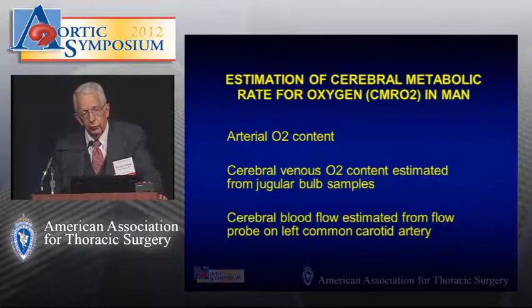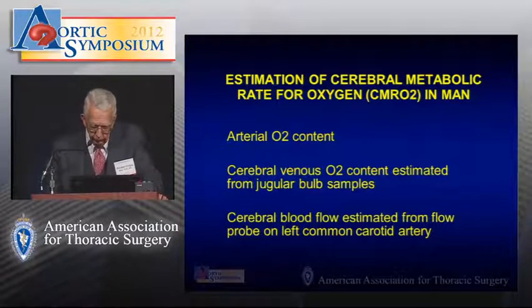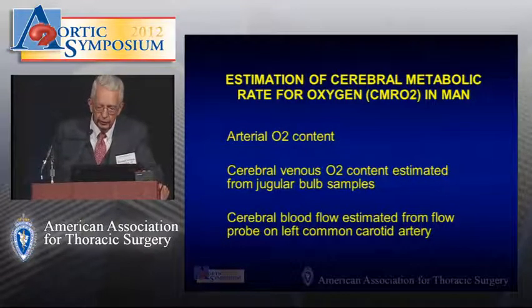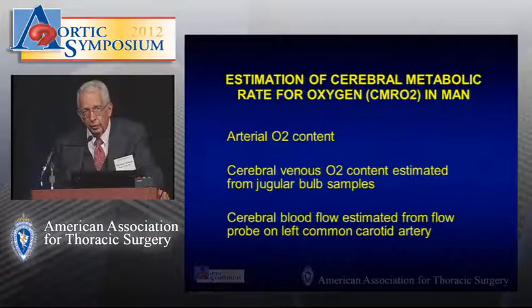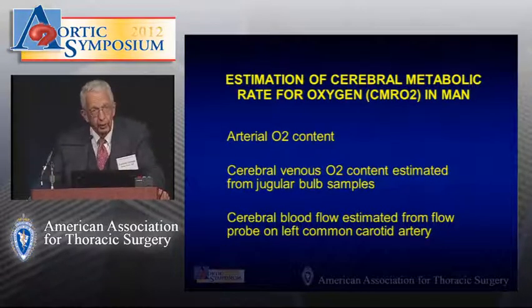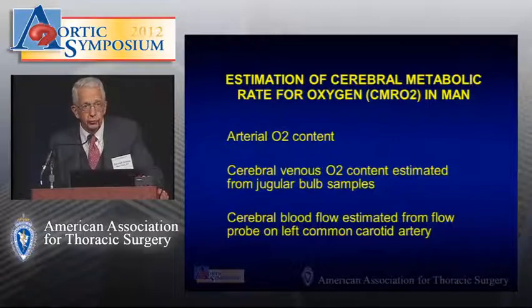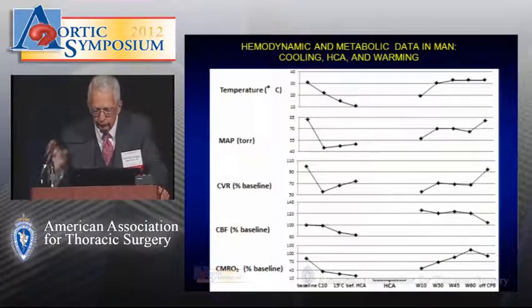Now it's a little more difficult to do this in man, but one can make an approximation. The next couple of slides show that one can measure arterial O2 content reasonably easily. Cerebral venous, mixed venous oxygen content can be estimated from jugular bulb samples, and one can estimate at least relative cerebral blood flow by placing a flow probe in man on the left carotid artery. And this was done in a series of 37 patients who needed surgery requiring HCA as part of their surgery.